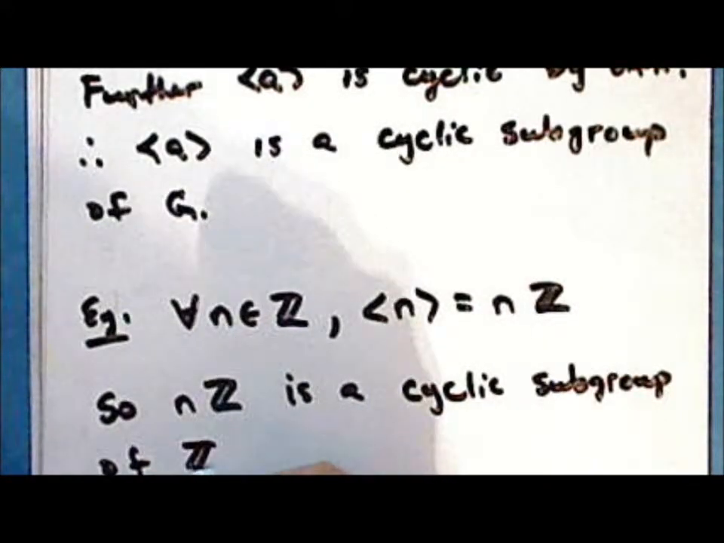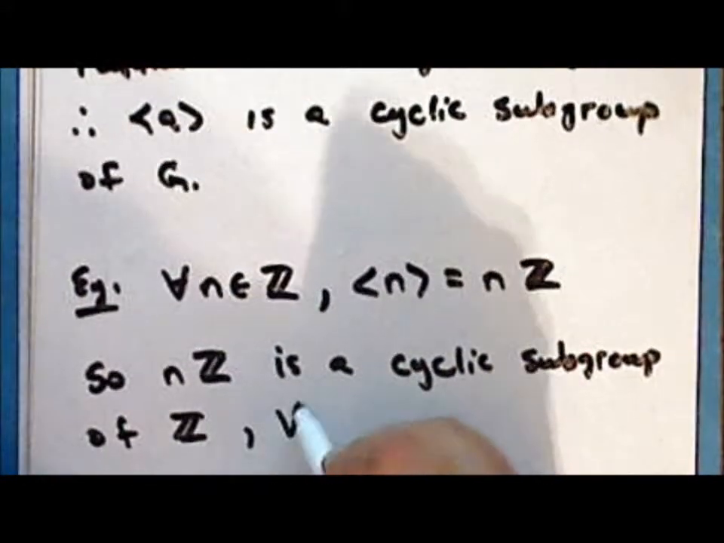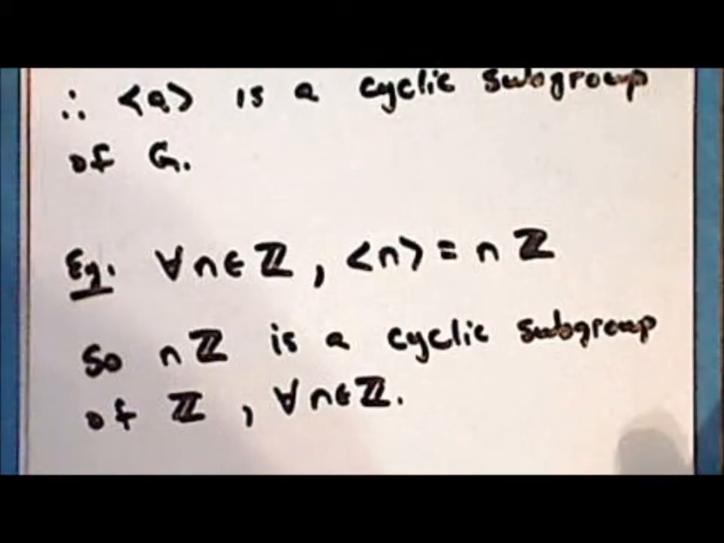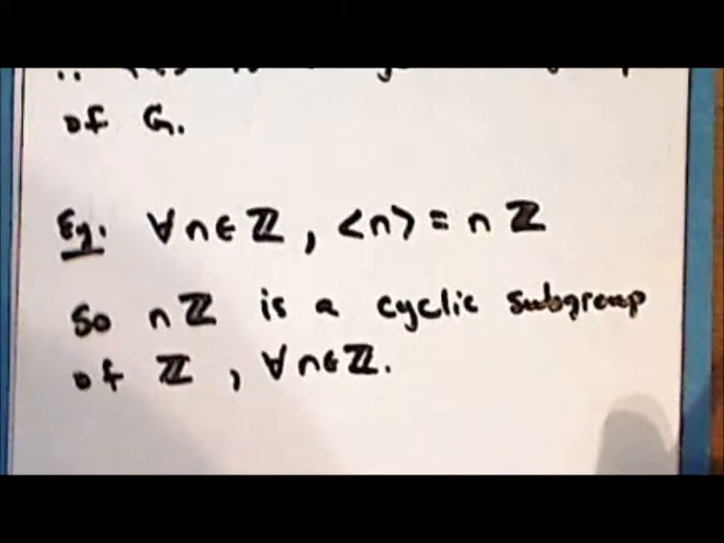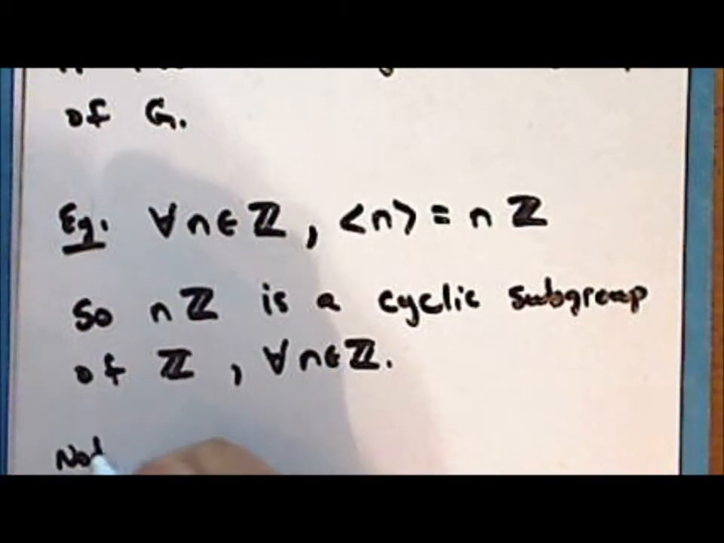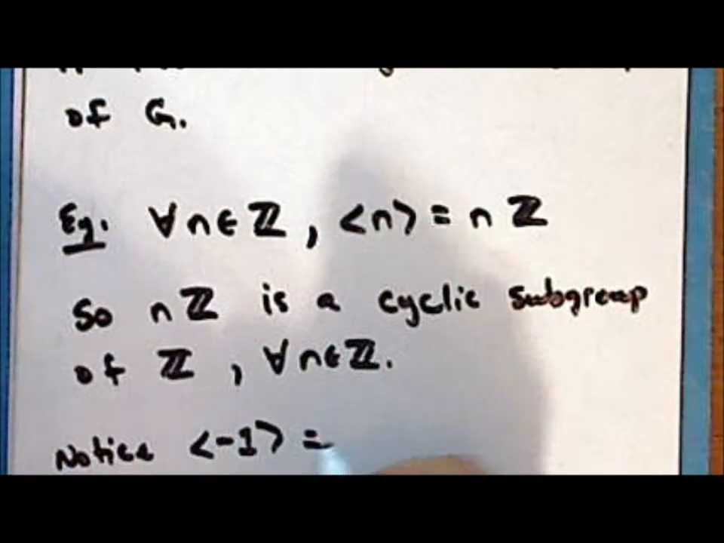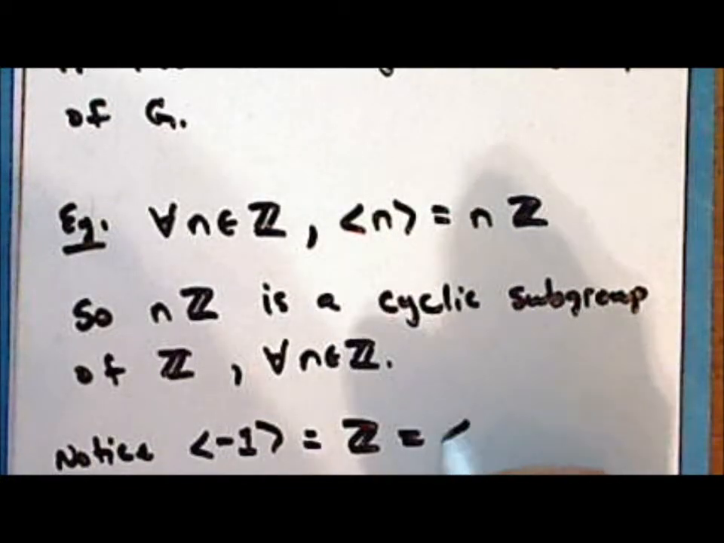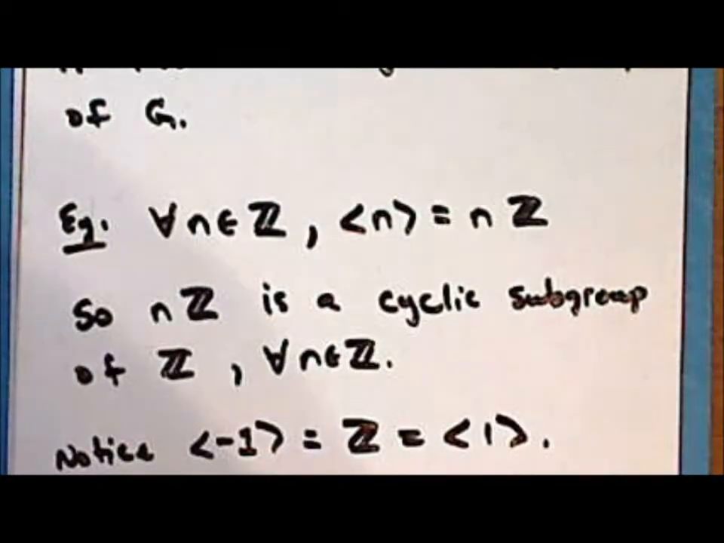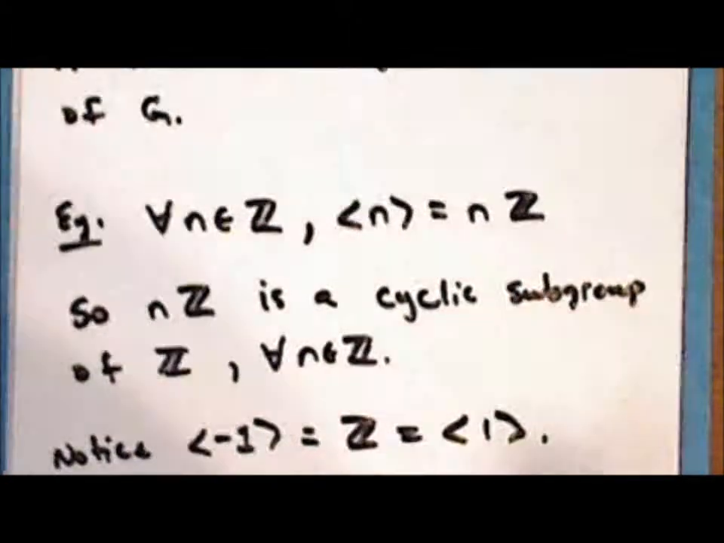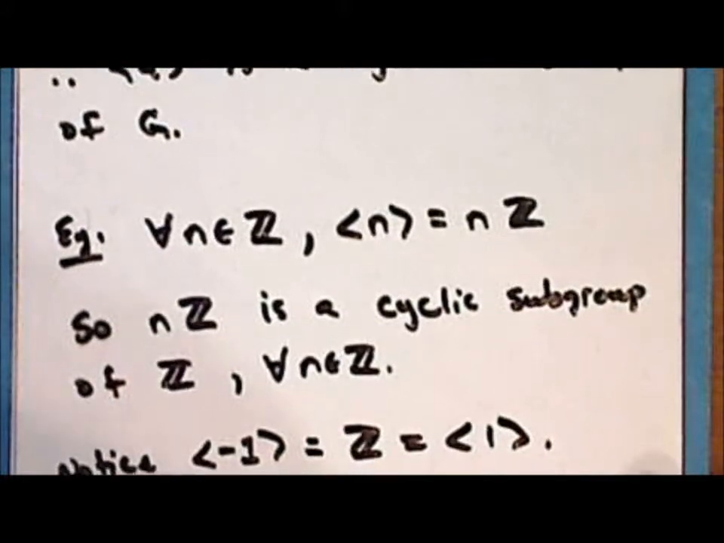Of the integers under addition, and this is true for every integer n, where in this case the set of integers itself under addition is a cyclic group. So notice in particular that the group generated by -1 is simply the set of integers, which is also generated by the integer 1. And so there are exactly two generators for the integers under addition, 1 and -1.